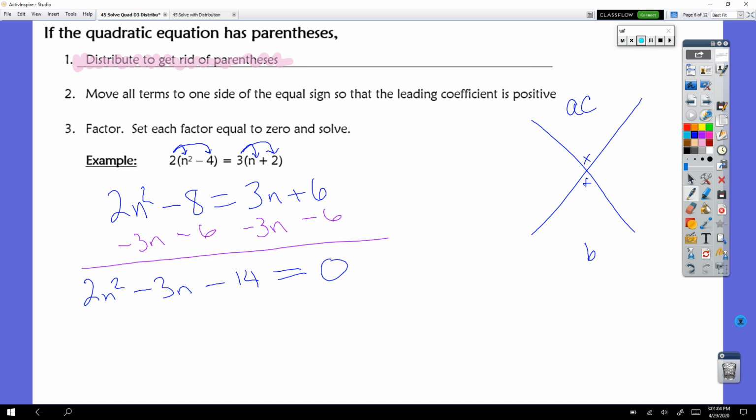So I'm going to multiply A and C together, and then I'm going to add to B. So A times C, I'm going to be thinking 2 times negative 14, and 2 times negative 14 is negative 28. B is a negative 3. Now let's think about our signs. So AC is negative, and that means that I need opposite signs. B is negative, so that means the larger of the two is negative.